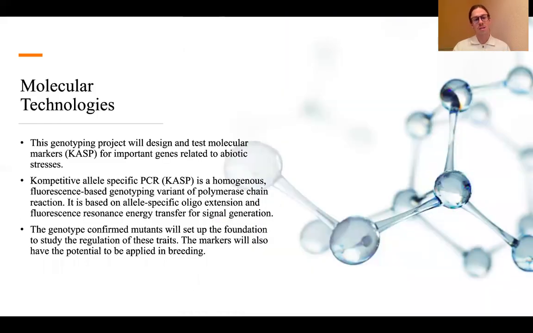This genotyping project will design and test molecular markers, CASP, for important genes related to abiotic stresses. Competitive allele-specific PCR, or CASP, is a homogeneous fluorescence-based genotyping variant of polymerase chain reaction. It is based on allele-specific oligo extension and fluorescence resonance energy transfer for signal generation. The genotype-confirmed mutants will set up the foundation to study the regulation of these traits. The markers will also have the potential to be applied in breeding.